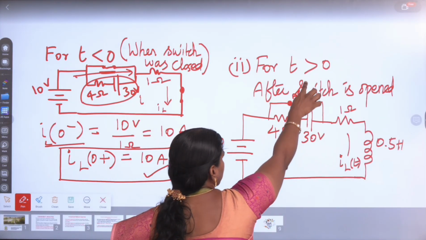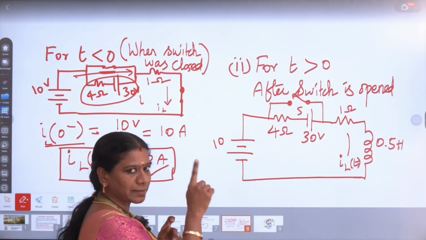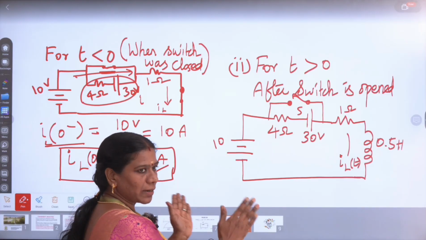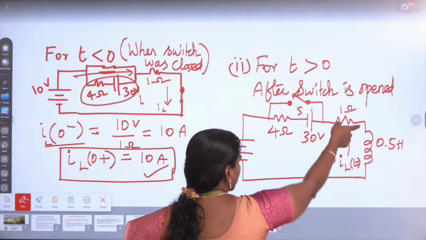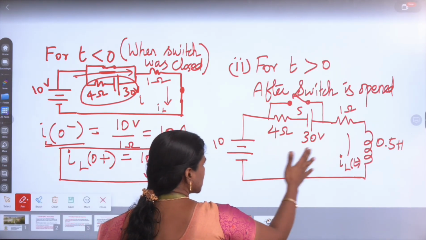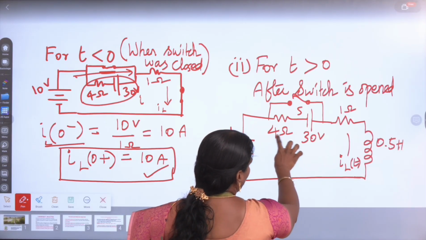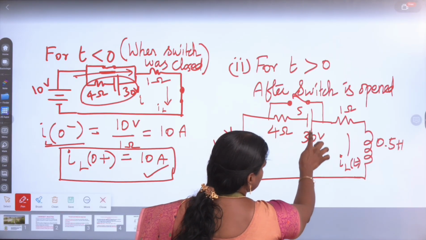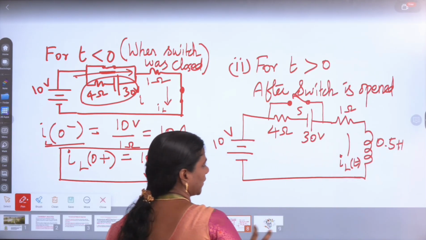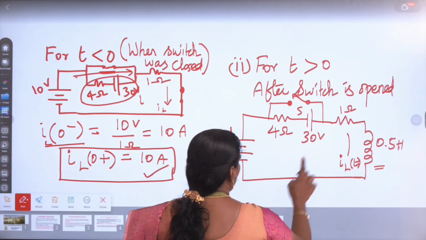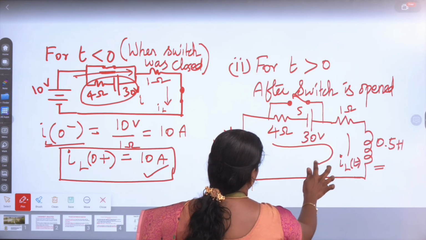So after the switch is opened, the time period will be greater than 0 because switching is done at time t equal to 0. So we are discussing what will happen after the switch is opened. Now it is in open condition, and this is the circuit diagram for us. Here we have the 10 volt source, 4 ohm resistance, 30 volt connected with this, and this will be our 1 ohm resistor, and here we have the inductive part. Now in this case, current will not flow through the open circuited path. Our current will be passing through like this.